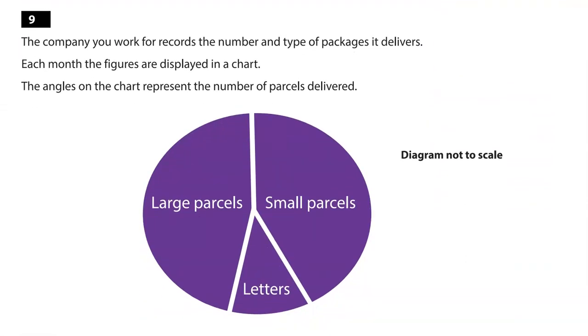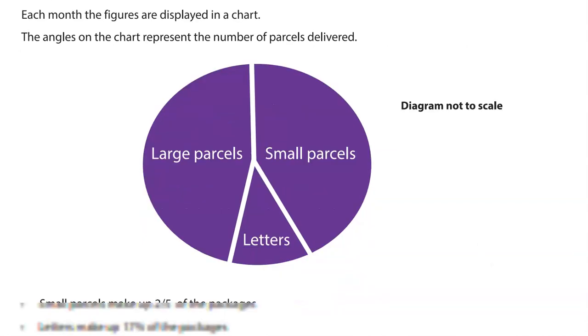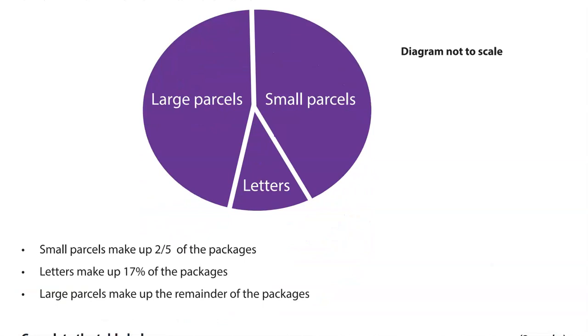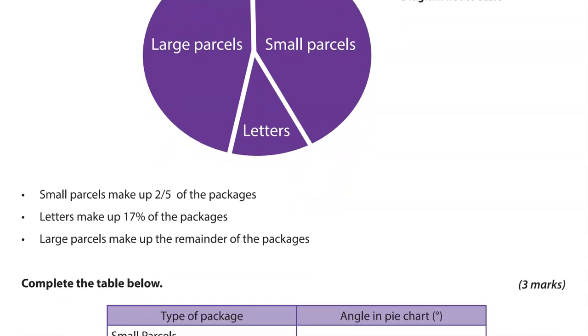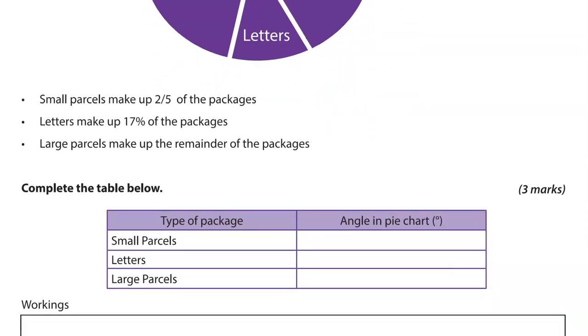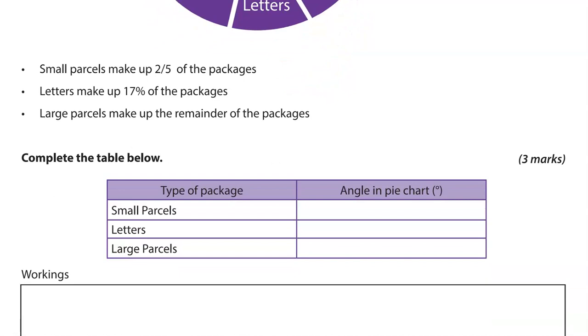The company you work for records the number and type of packages it delivers. Each month the figures are displayed in a chart. The angles on the chart represent the number of parcels delivered. Small parcels make up 2/5 of the packages. Letters make up 17% of the packages. Large parcels make up the remainder of the packages. Complete the table below. So we've got type of package and angle in pie chart.